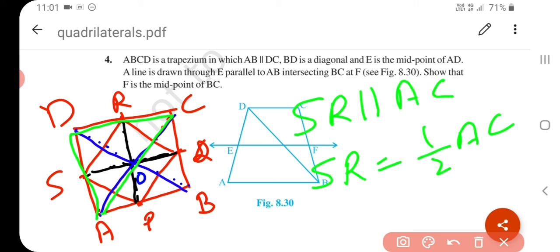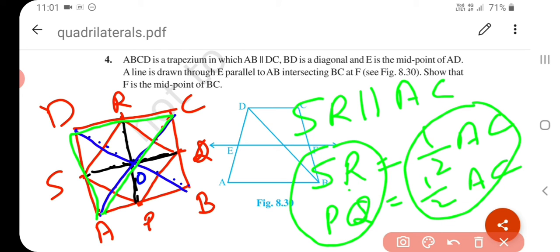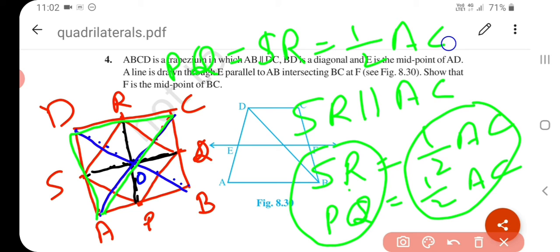Because S and R are the midpoints, and from the midpoint theorem we know that a line joining midpoints is parallel to the third side and half of it. So in triangle ABC, where P, Q are midpoints, PQ is also parallel to AC, so we can write PQ is equal to 1 by 2 AC. So PQ and SR are equal, PQ is equal to SR is equal to 1 by 2 AC. Since a pair of opposite sides of quadrilateral PQRS is equal and parallel, PQRS is a parallelogram. Understand?